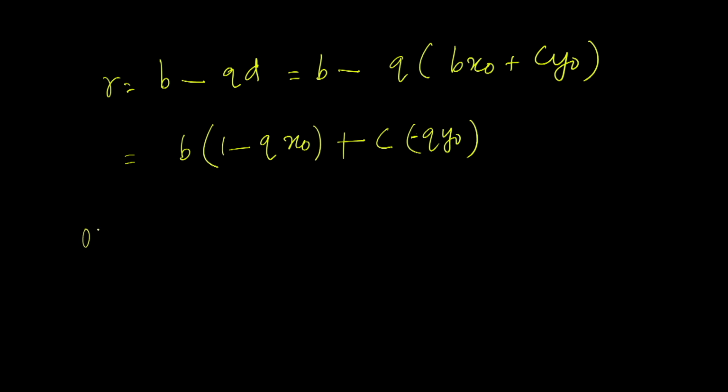But we know that R is strictly between 0 and D. Therefore, what we have found is that R belongs to S and R is positive. But we had picked D as the least positive member of S, and here we find R, which is positive, is a member of S but is less than D. Therefore, we have a contradiction.